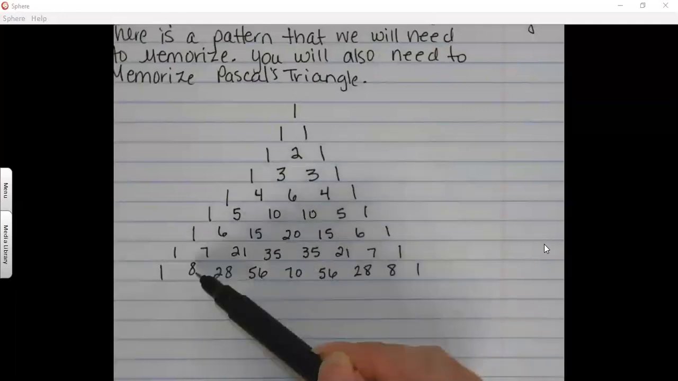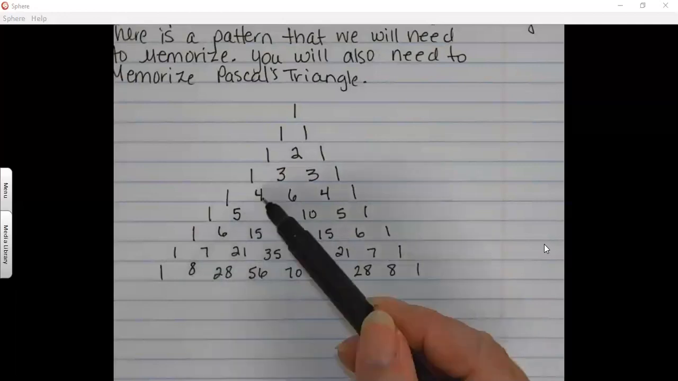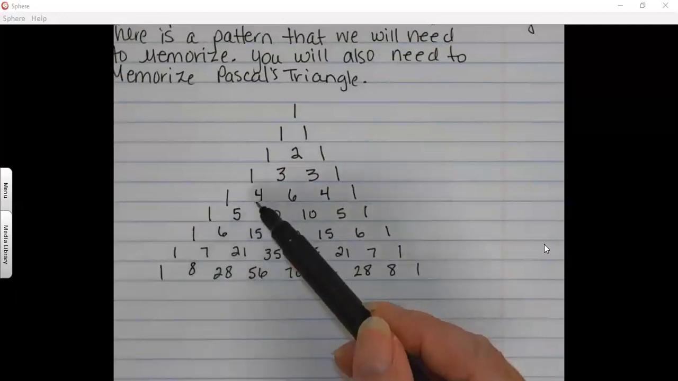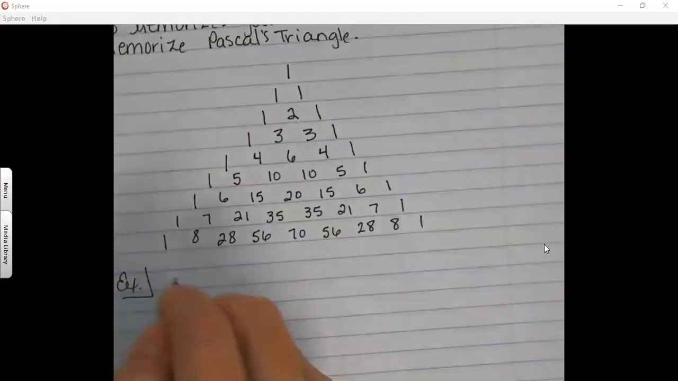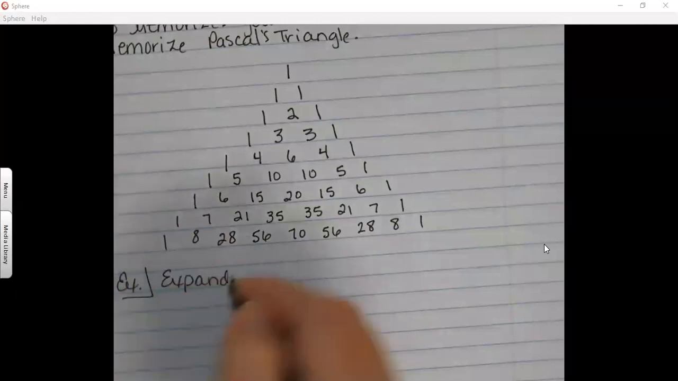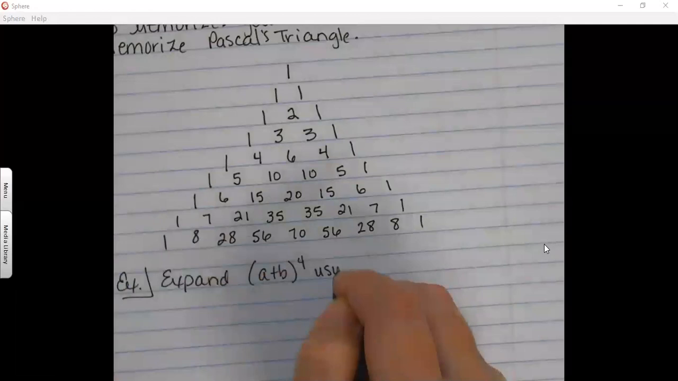We're going to do the one we just did on the previous page. So we're going to do to the 4th power. So 1, 4, 6, 4, 1. So let's write example, expand a plus b to the 4th using Pascal's triangle.